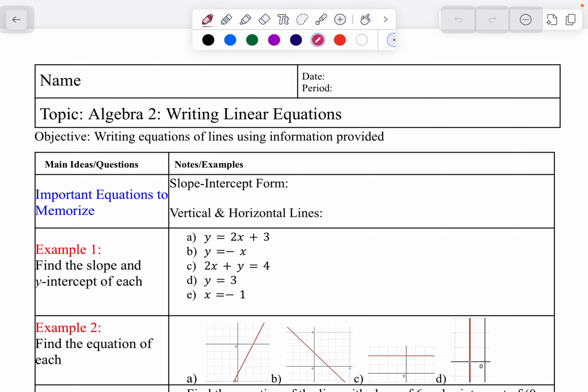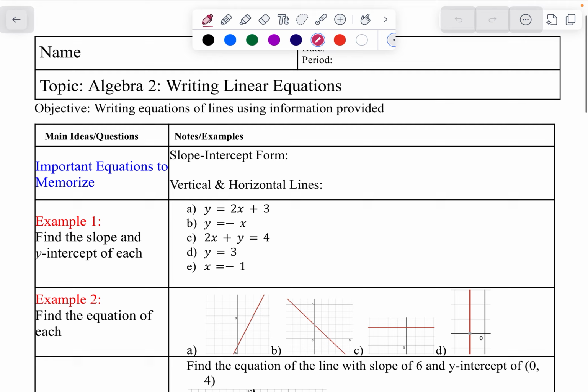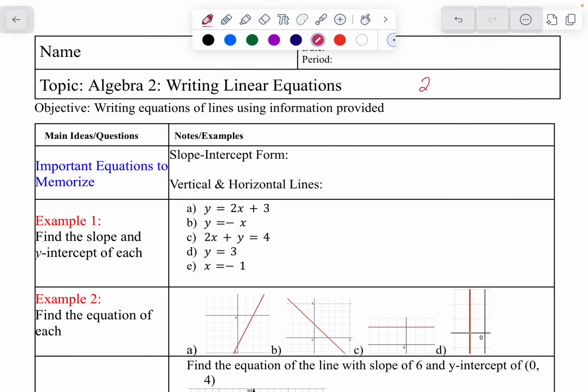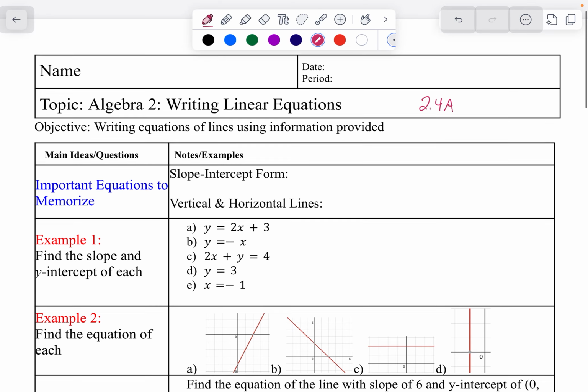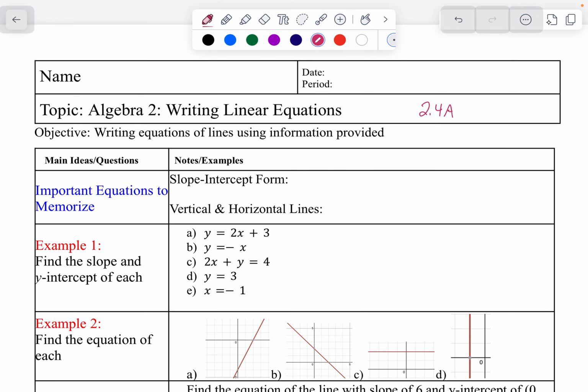So in this video, we are going to take notes about writing linear equations. So this would be 2.4a. So if you want to get out a sheet of paper, right at the top, your name and 2.4a, writing linear equations, I would appreciate that, okay?